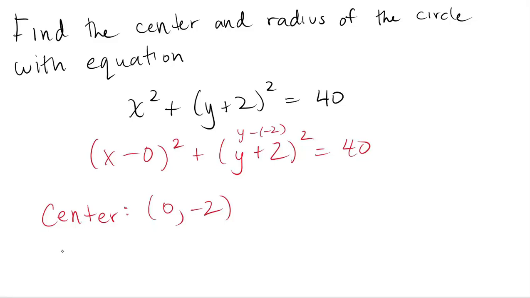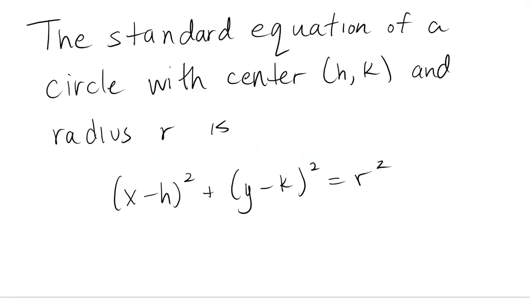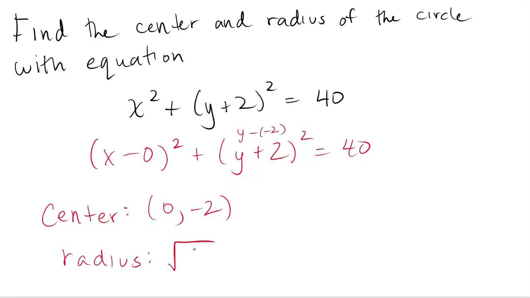The radius is not 40. Remember that the radius is being squared here, so we take the square root of 40, which happens to simplify. You could rewrite this as the square root of 4 times the square root of 10, which is 2 root 10. I think the square root of 40 is a fine answer here. So if we have the equation in standard form, it's easy to pick off the center and the radius.